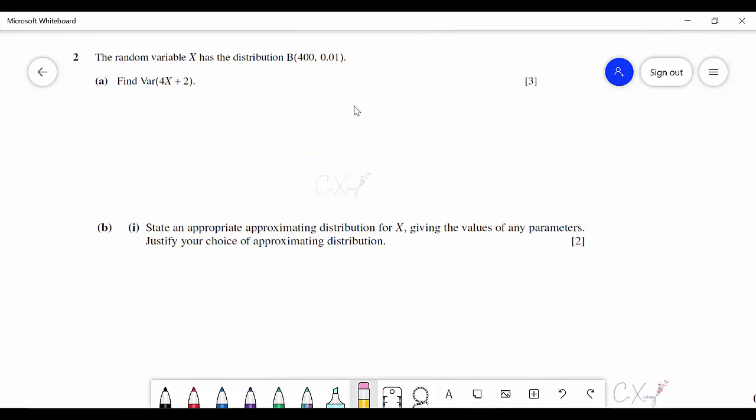Now we discuss question number 2. They give us a random variable x that has the distribution of binomial with all these parameters. You should know that 400 should be n and 0.01 should be the p. They want you to find the variance for 4x plus 2. Before you can find that, first we need to get the value for variance x. So how can you get the value for variance x?